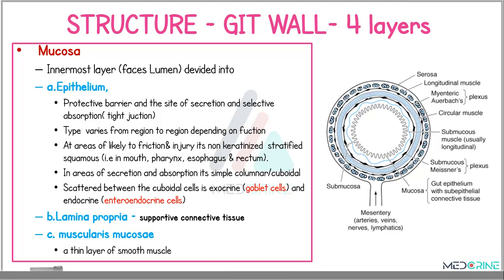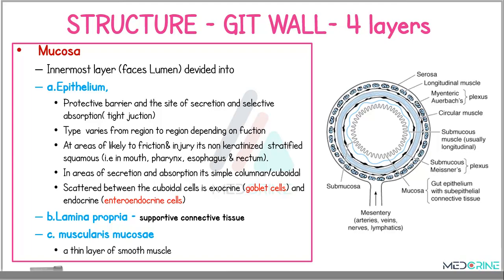The epithelium of the mucosa is a protective barrier and the site of secretion and selective absorption of food. This epithelium type varies from region to region depending on the function along the GIT. At areas which have more likelihood of friction and injury, the epithelium is a non-keratinized stratified squamous epithelium, for example in the mouth, the pharynx, esophagus, and the rectum. In the other areas of secretion and absorption, the epithelium is a simple columnar or cuboidal epithelium. In between the cells, we have scattered exocrine and endocrine glands.